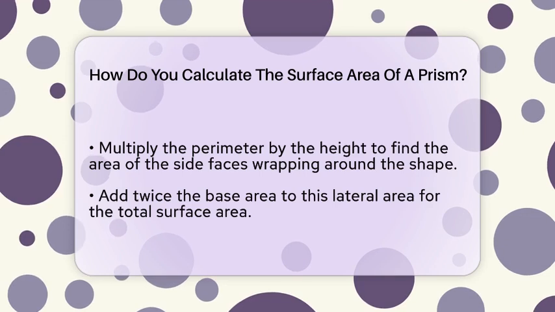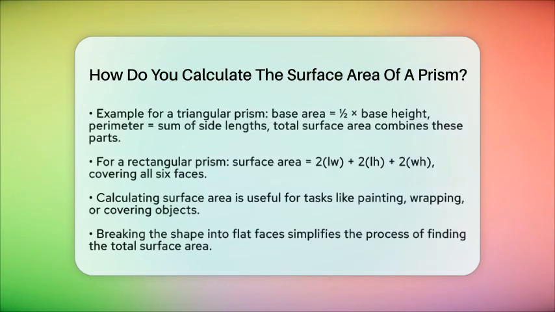If you have a rectangular prism with length L, width W, and height H, the surface area formula is simpler. 2 times the length times width, plus 2 times the length times height, plus 2 times the width times height. This covers all 6 faces of the shape.